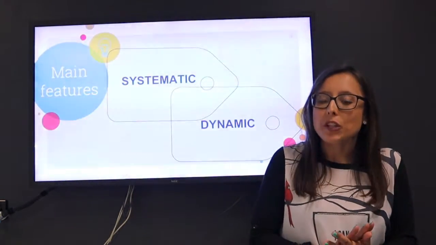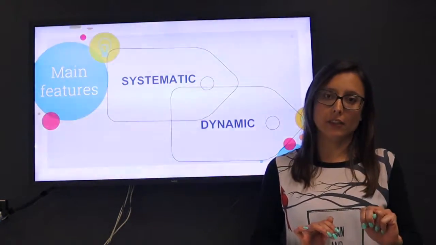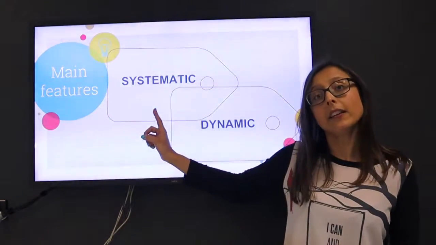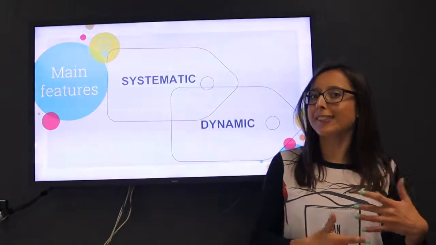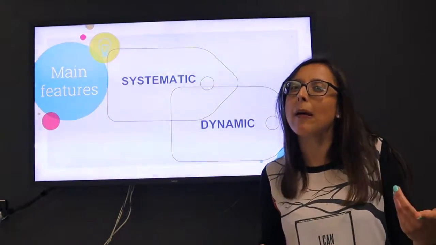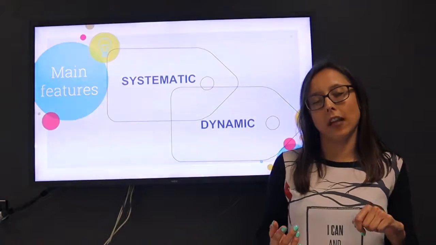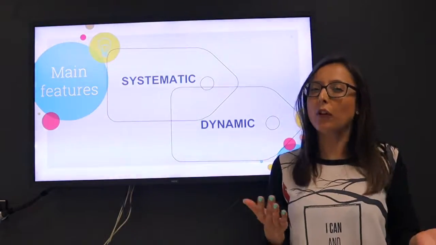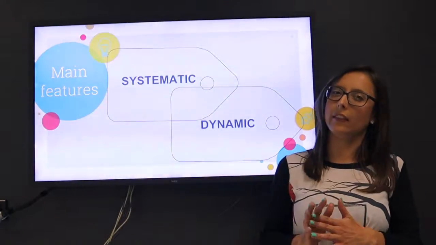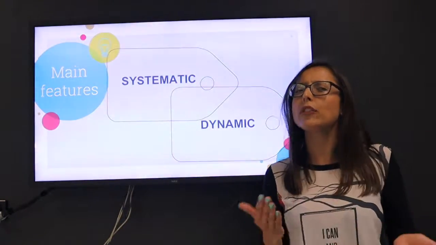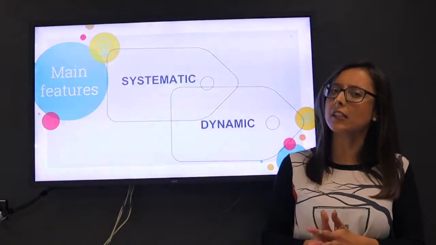Our interlanguage has two main characteristics. It is systematic and it is dynamic. Thinking about what has been said so far and thinking about your own interlanguage, why do you think the main characteristics of it are systematic and dynamic? Can you relate your own learning to these characteristics?